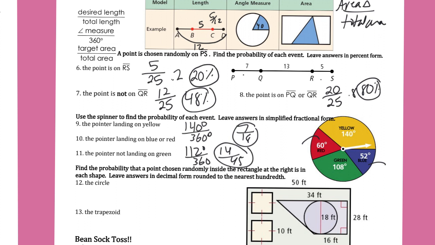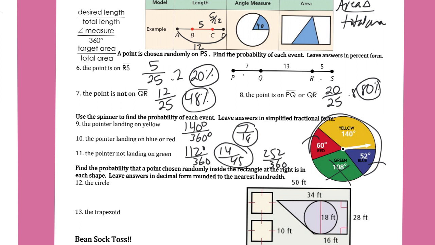The last one says, what is the probability of it not landing on green? Well, green represents 108 degrees of the shape. And so you're like, I don't want it on green. So anything but green. Well, the easiest way to figure out what the other ones are would be to either add them up or subtract 108 from 360. So I'm going to take 360 minus 108. Okay, well, 252 degrees are actually good. And so you do 252 out of 360.